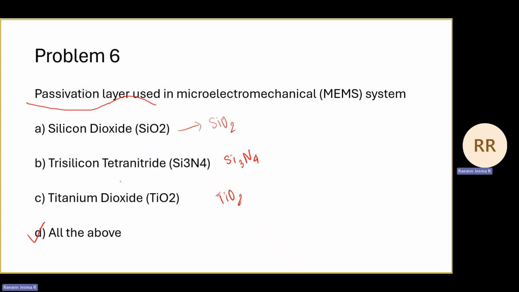So in those cases, we'll have a thin passivation layer around the device. It will act as an insulator between the device electrodes and the external environment. In this case, all three of them can be used. And generally, when we are doing a passivation layer, we may need some conformal coating. I mean, it should be able to coat uniformly everywhere.